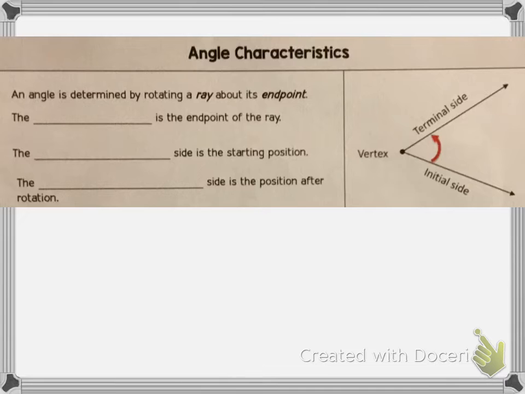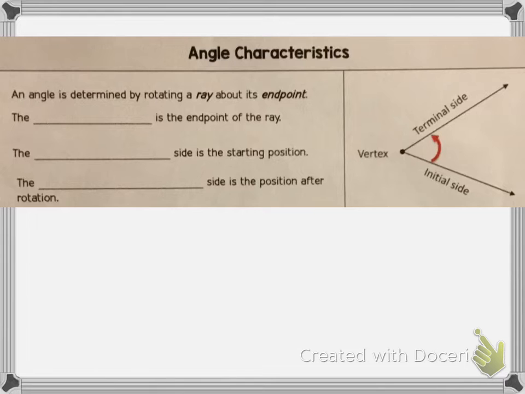We're going to define an angle. An angle is determined by rotating a ray about its endpoint. So look to the right, you have an angle. You have two rays coming from a vertex. One ray is the initial side, and the other ray is the terminal side.